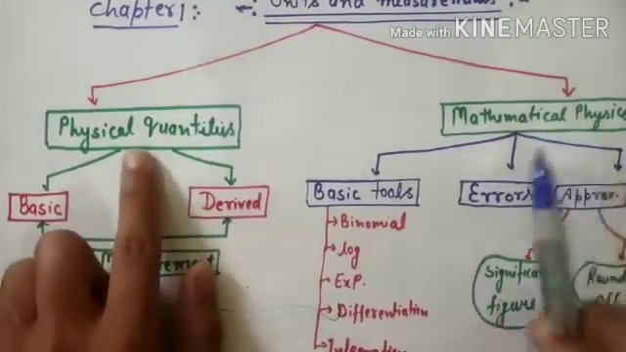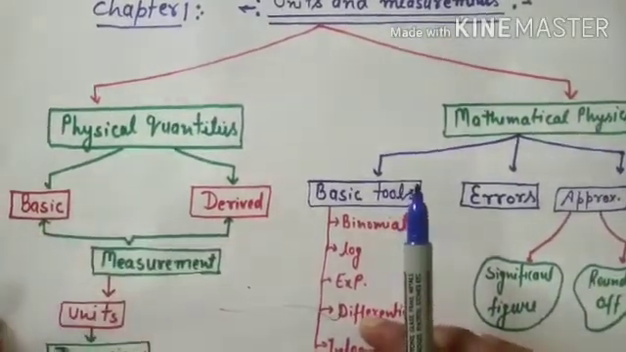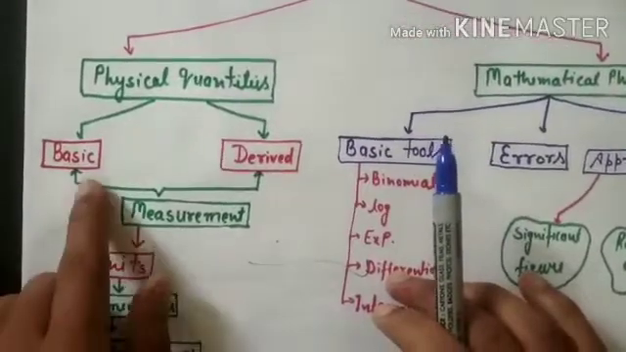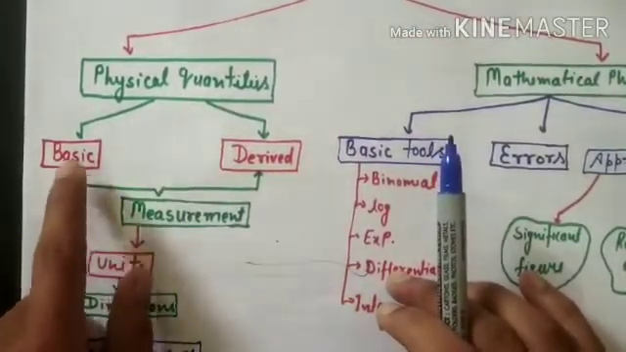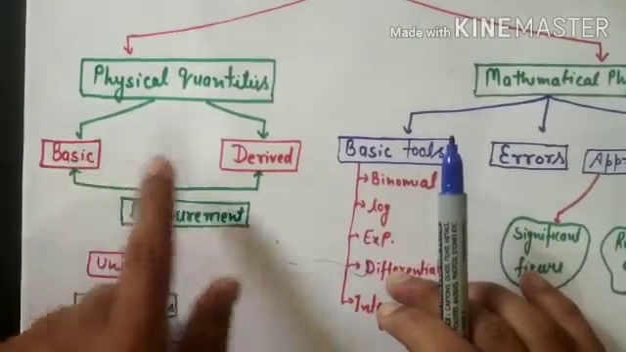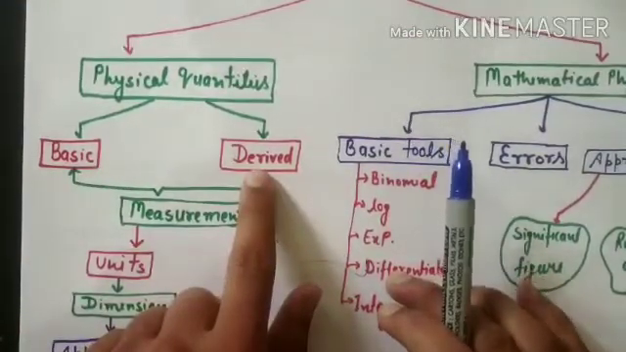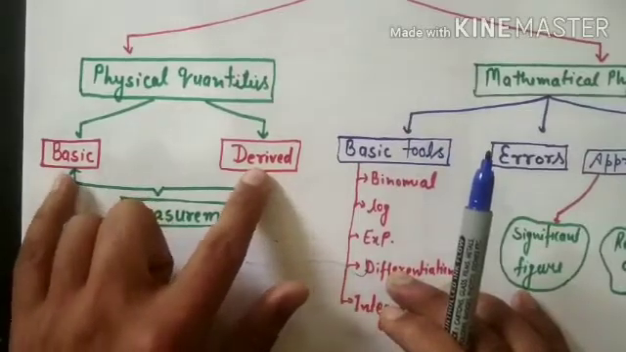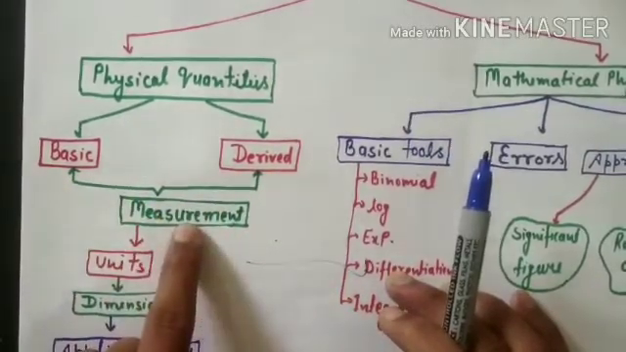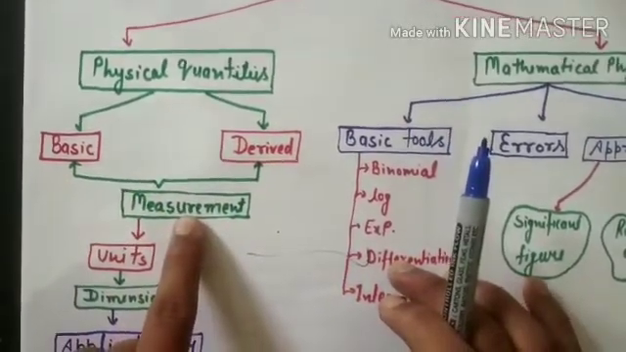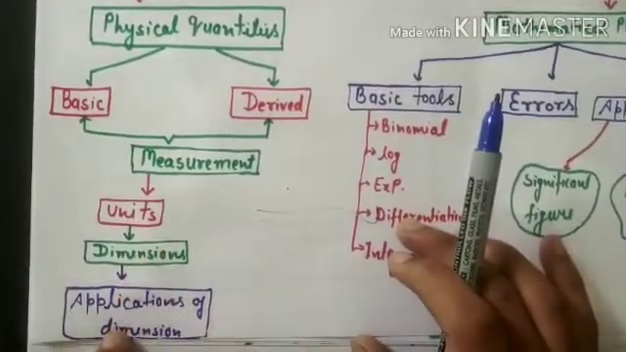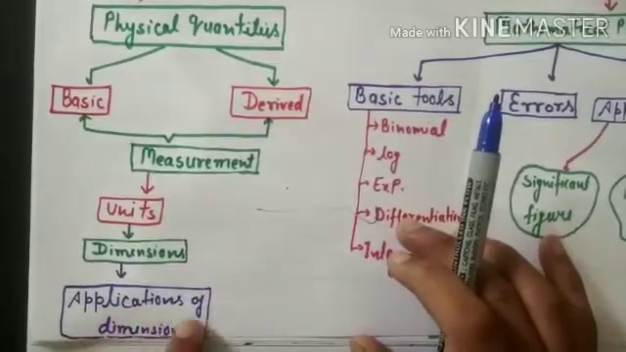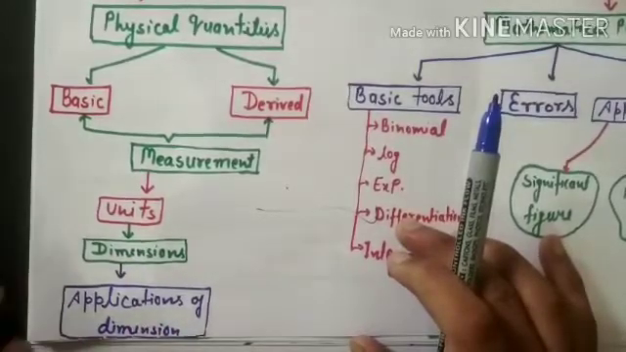In the first segment we have to study basic and derived quantities. The first is physical quantity, in which we have to study basic physical quantities and derived physical quantities. After this we'll study the process of measurement, the basic definition of measurement, and then units, dimensions, and the last topic in this segment is applications of dimensions. There are three applications we'll study further.